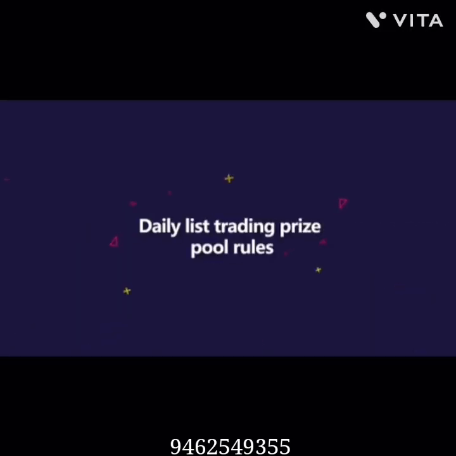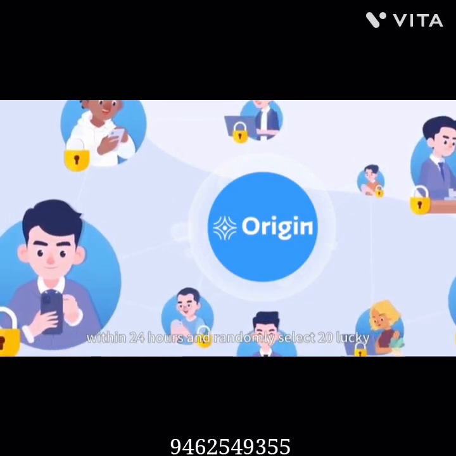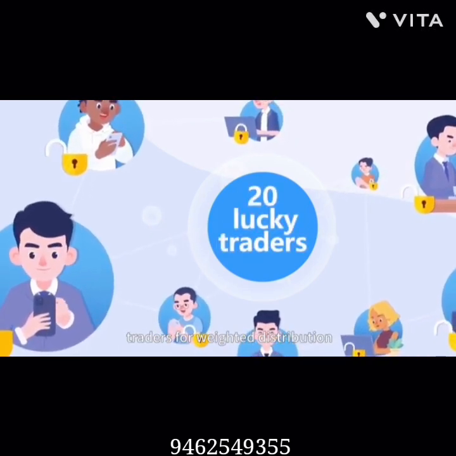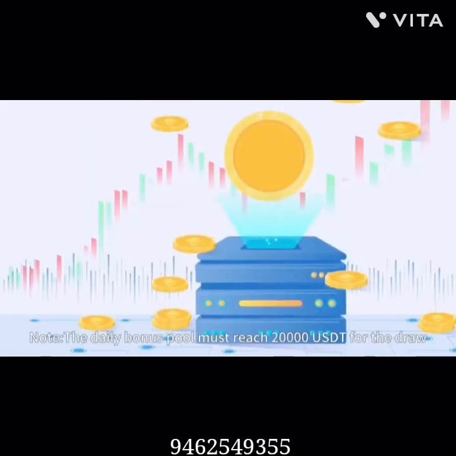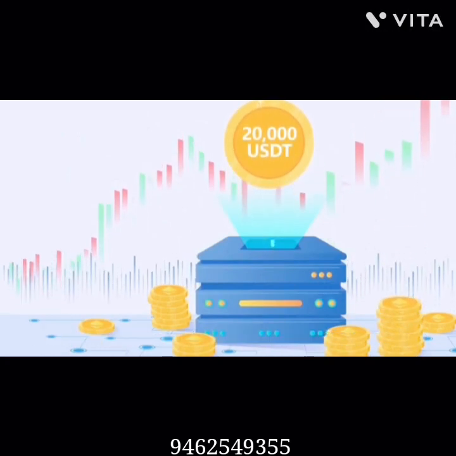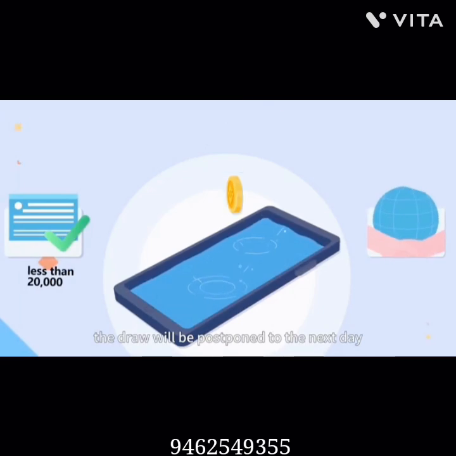Daily list trading prize pool rules. 1. Hash the transaction purchase orders of more than 100 U within 24 hours and randomly select 20 lucky traders for weighted distribution. Note: the daily bonus pool must reach 20,000 U for the draw. If it is less than 20,000 U on the same day, the draw will be postponed to the next day.